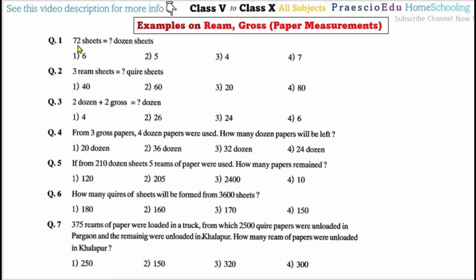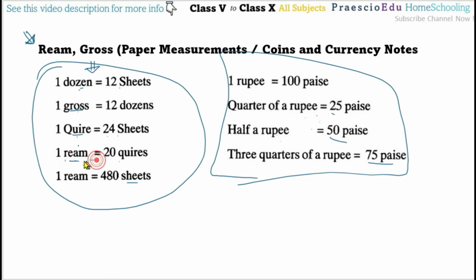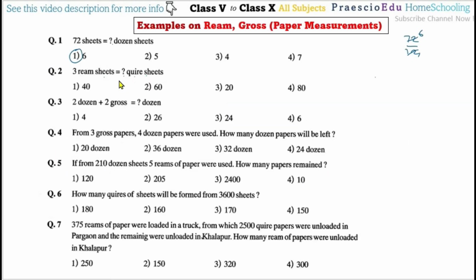Question number 1: 72 sheets is equal to how many dozens? We know 1 dozen is equal to 12 sheets, so we have to divide 72 by 12. So 12 sixes are 72, so there are 6 dozen, so option number 1 is correct. Now question number 2: 3 ream sheets is equal to how many quire sheets? As we know, 1 ream is equal to 20 quire. So for 3 ream, 3 multiplied by 20, this is equal to 60 quire sheets. So option number 2 is correct.